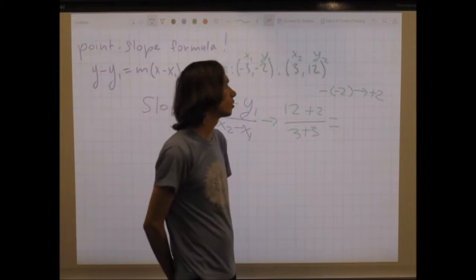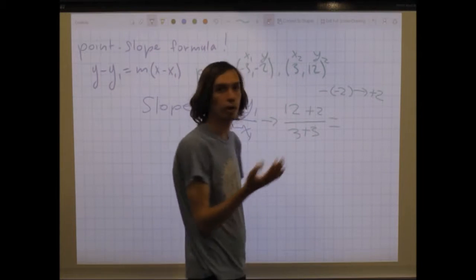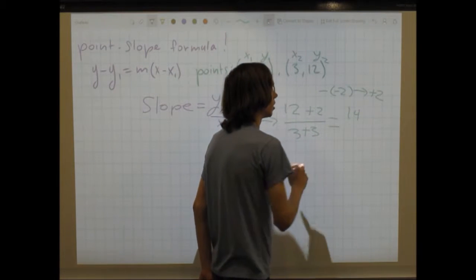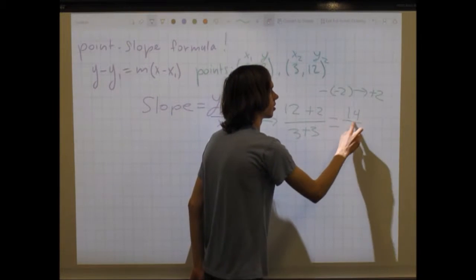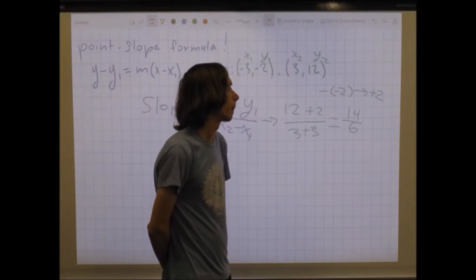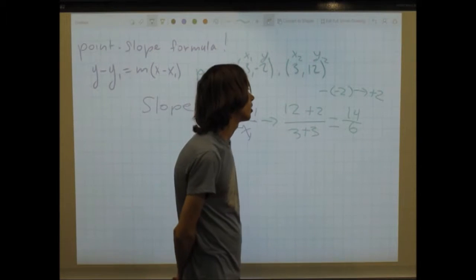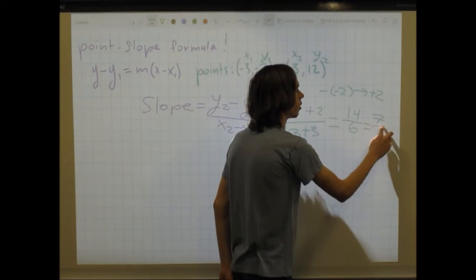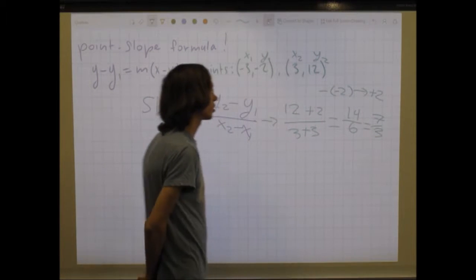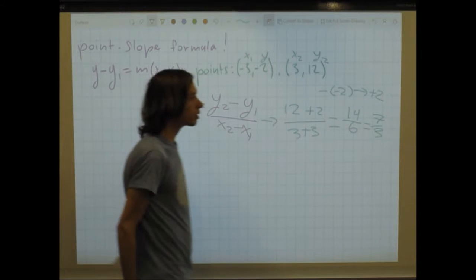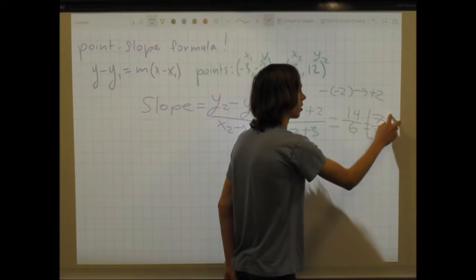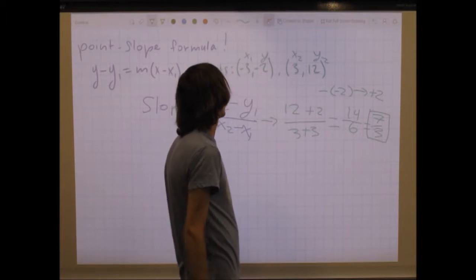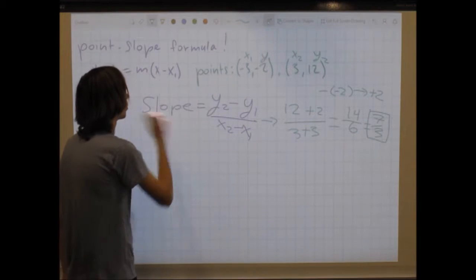Okay, so 12 plus 2 is 14. And then 3 plus 3 is 6. Okay, and then if we wanted, we could simplify this, right? This would be 7 over 3. So it looks like our slope is going to be 7 over 3. So write that down somewhere, remember that, we'll keep that for the next step.